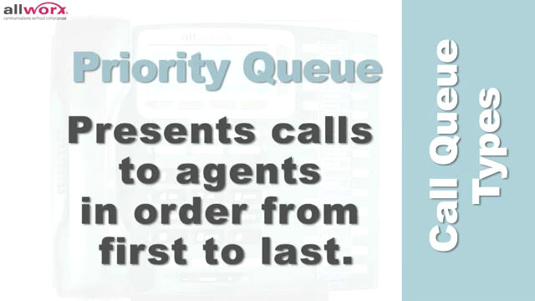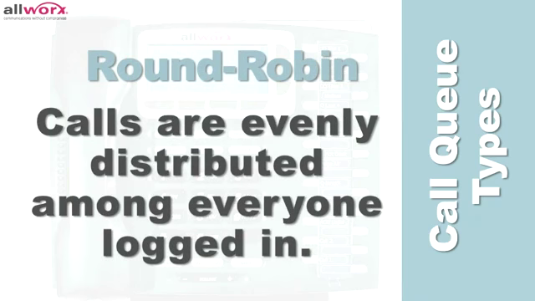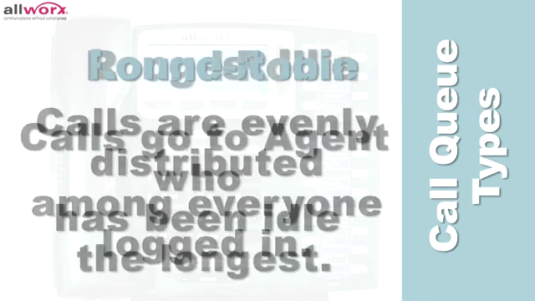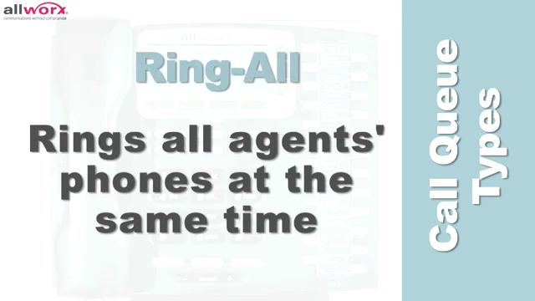The first type is known as a priority queue, meaning that the queue will always present the call to an agent in order, from first to last. The second type is called a round-robin, or salesperson queue, meaning the calls are evenly distributed among everyone who is logged into the queue. The third is the longest idle queue, which sends the call to the agent who has been idle the longest. Lastly, the ring all queue means that every call is presented to the entire group, so anyone who is available can answer the call.